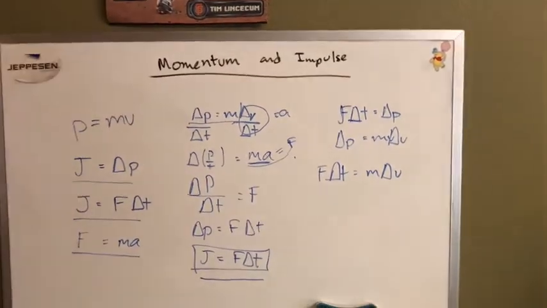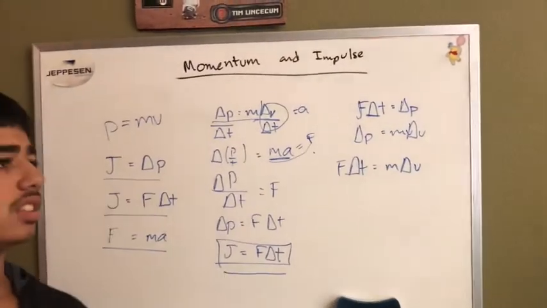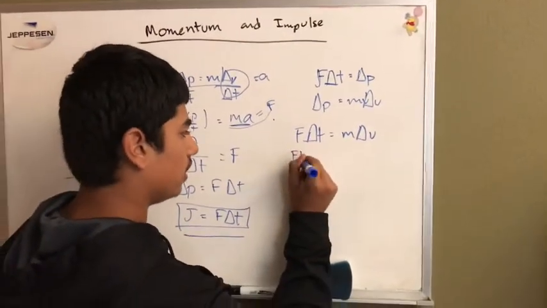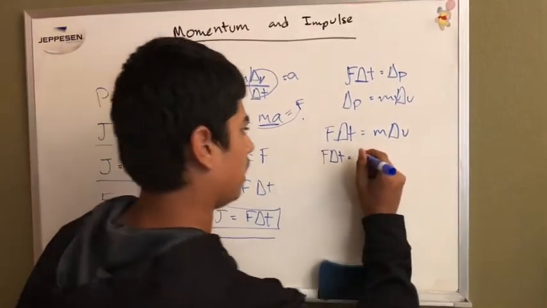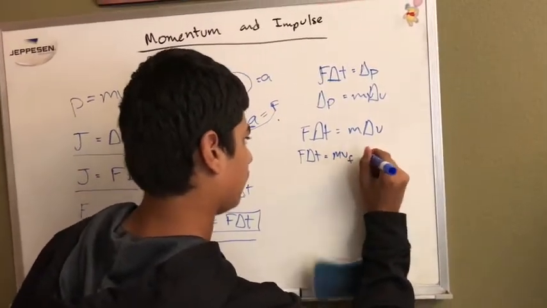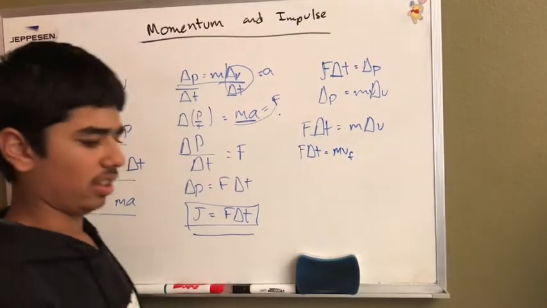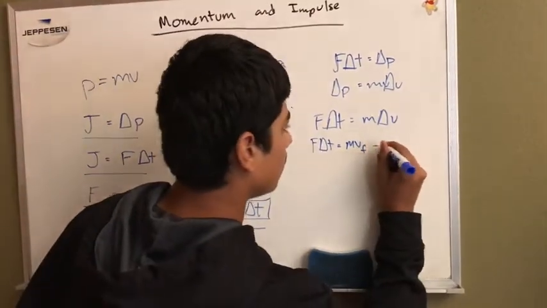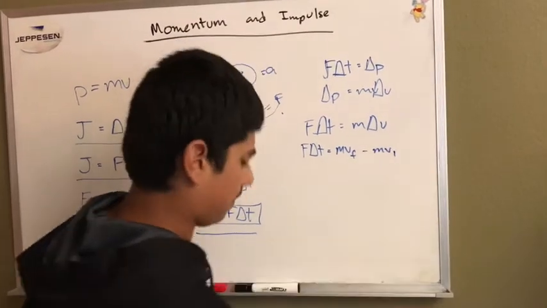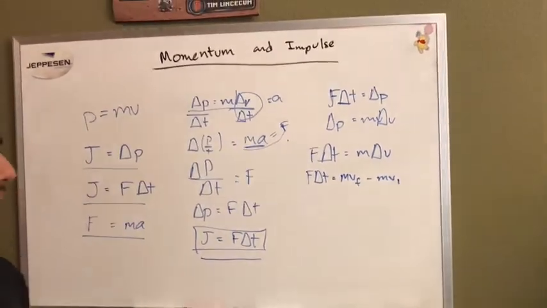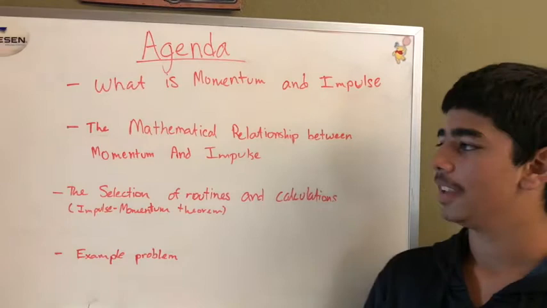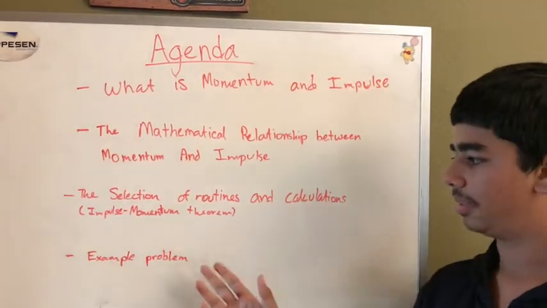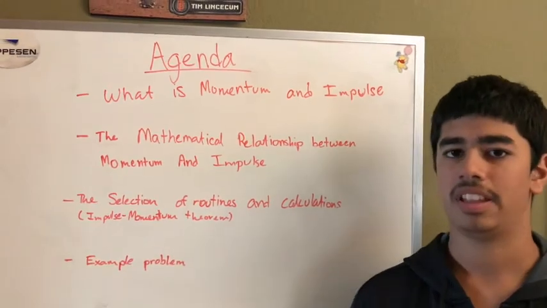Delta v we know will be the difference in the final and initial velocities. So let's put that in here also. F delta t is equal to m vf, and this is of the object on which the impulse is acting, minus m vi. So this is going to be our impulse-momentum theorem. All right. So now that we've gone over the concept and the theorem for impulse and momentum, let's do an example problem and apply this.